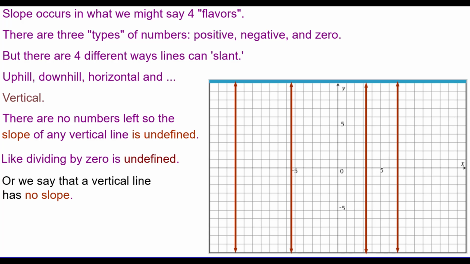Remember, 0 and no slope are different. Horizontal lines have a slope of 0. Vertical lines do not have slope at all. It's undefined.